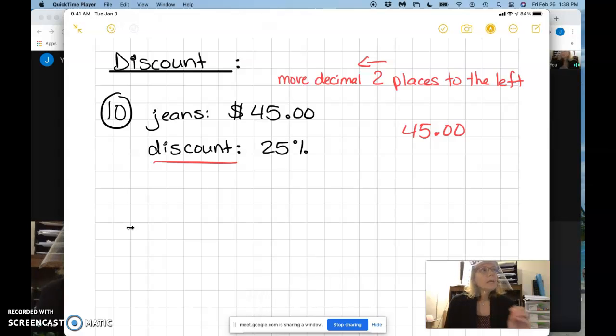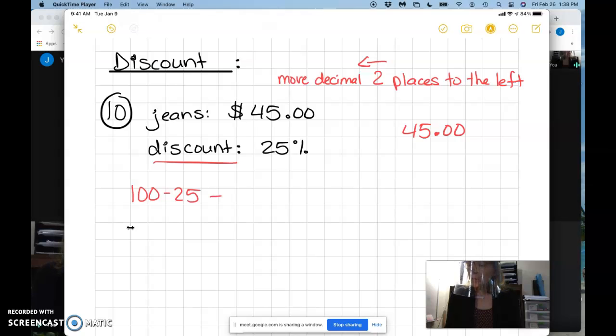So what we're going to do, because this is the discount, this is how much I'm taking off the price. So if I multiply it by the discount, then I'm going to get another price that I have to subtract from the original price, and that's a lot of work. I don't want to do all that. So what I'm going to do is find out how much I will pay for this item. If it's 25% off, I'm going to pay 100 minus that percent. So what is 100 minus 25? 75. So I'm actually going to pay 75% of the cost of these jeans since they're on sale for 25% off.